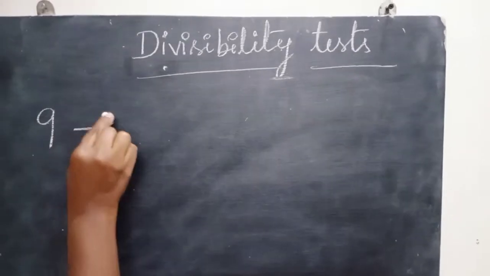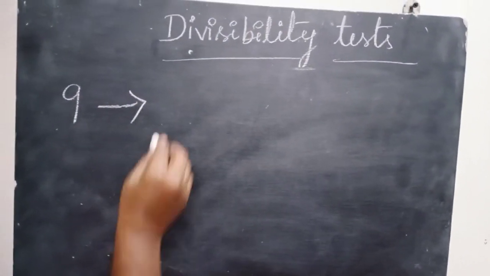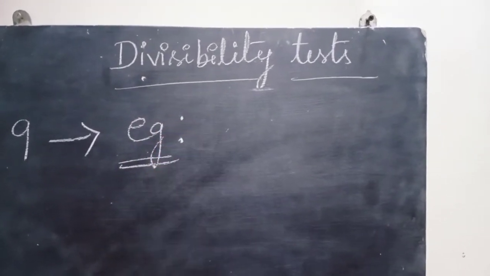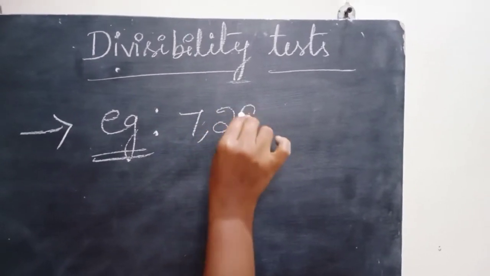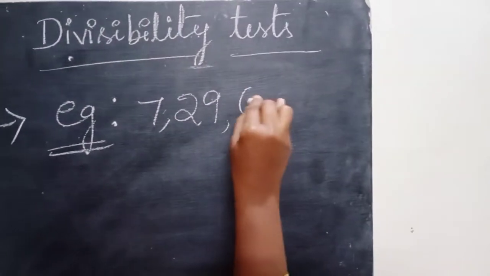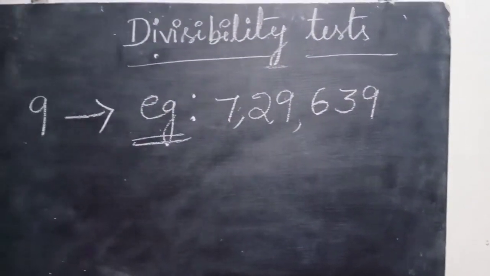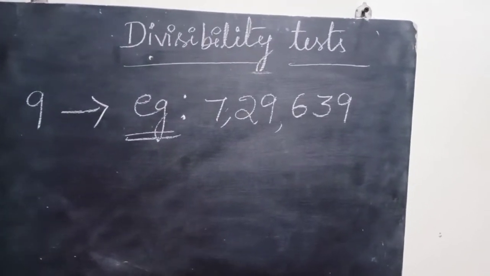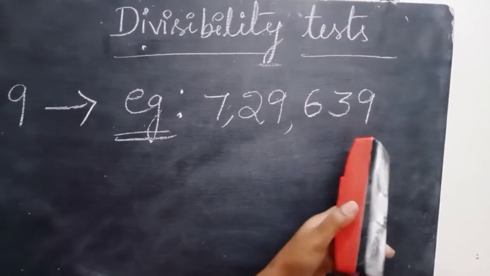Now rule number 9. What did I say for this? Same rule that we have taken for 3, the same rule we have to apply. So for example, here I am taking 7,29,639. What should I find out here? The sum of these digits should be divisible by 9.